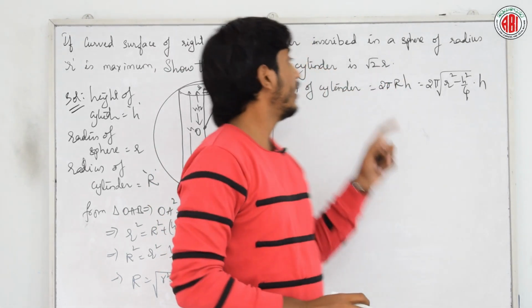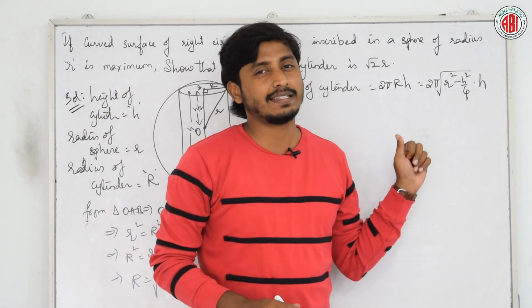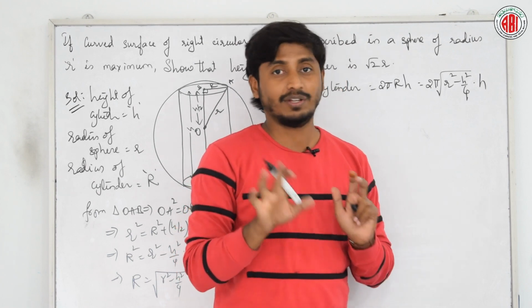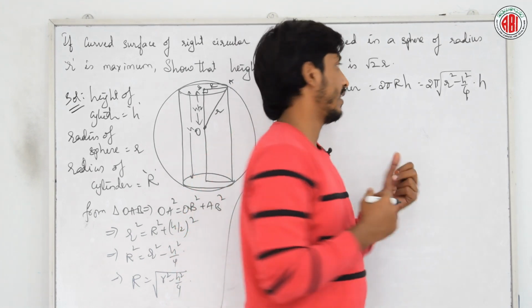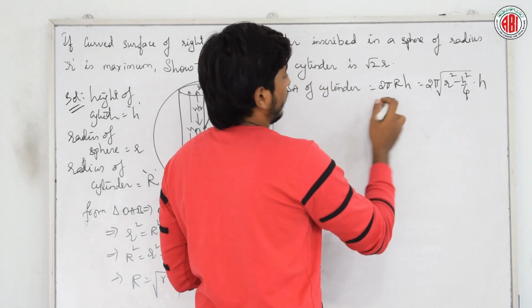Now we have to find the height of the cylinder, which is root 2r. How do we find it? Given that the CSA is maximum. When do we get CSA as maximum? First we have to find f dash, then f double dash less than 0. Okay, shall we do? See here. We have to differentiate the CSA with respect to h.